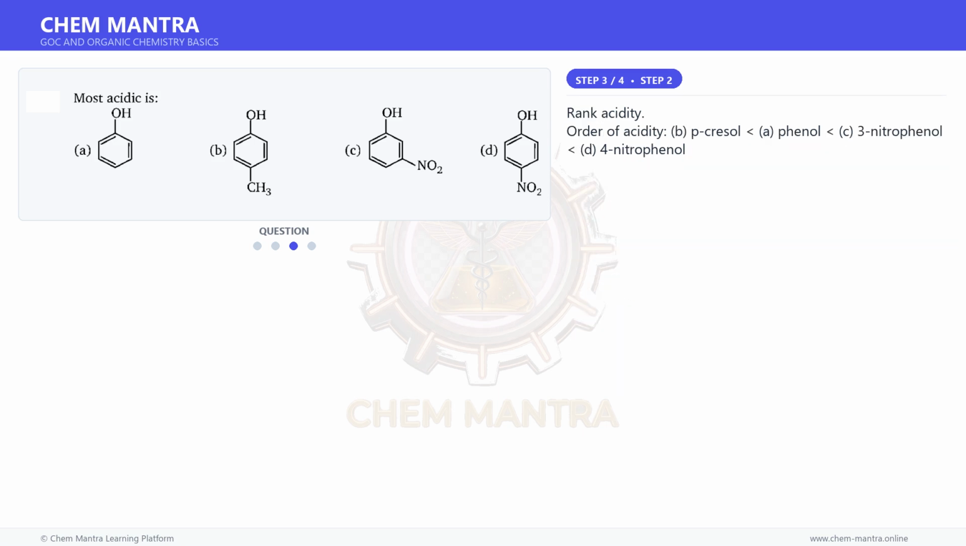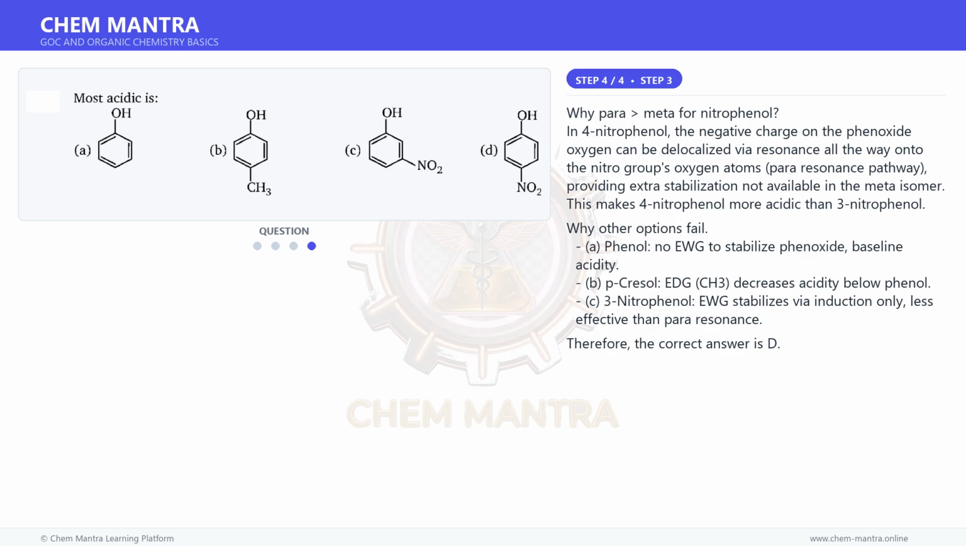Moving on to the next step. Rank acidity. Order of acidity: B. p-cresol, A. phenol, C. 3-nitrophenol, D. 4-nitrophenol. And for the final step.